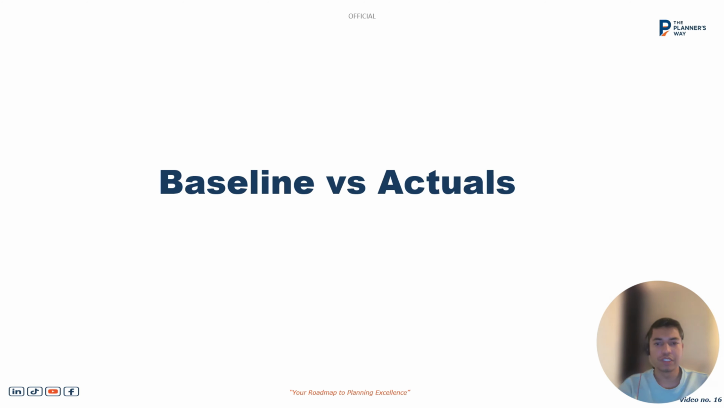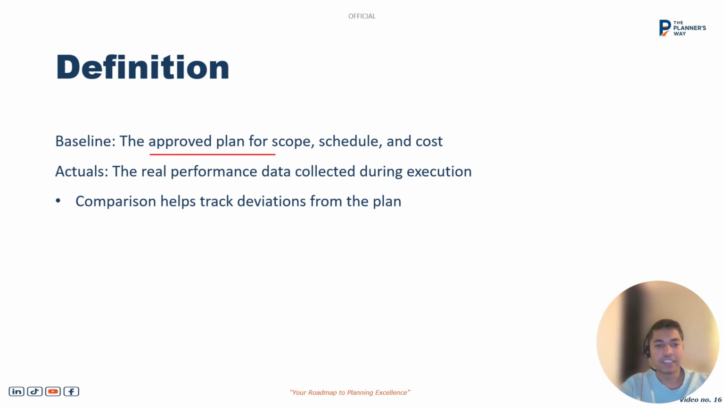Let's dive in further. In terms of definition, the baseline is the approved plan agreed by all the parties, and the actuals are the real performance data which are collected during the execution from the site. The comparison between those helps us to track the deviation from the plan in real time.